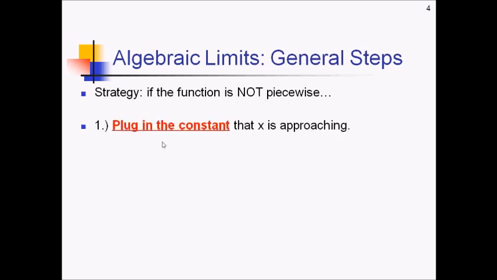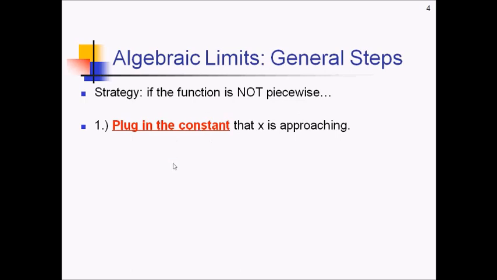So at this point, we're going to come up with a little algebraic strategy based on the cases that we just saw. One thing we know right away is that piecewise functions are bad news. So our strategy here is if the function is not a piecewise function, we're going to do the following. We're going to spend a whole lesson on piecewise functions. But if it's not piecewise, we can start by just plugging in the constant that x is approaching. Because we know right away that at the very least we're not going to get a false value like the piecewise functions can give us.